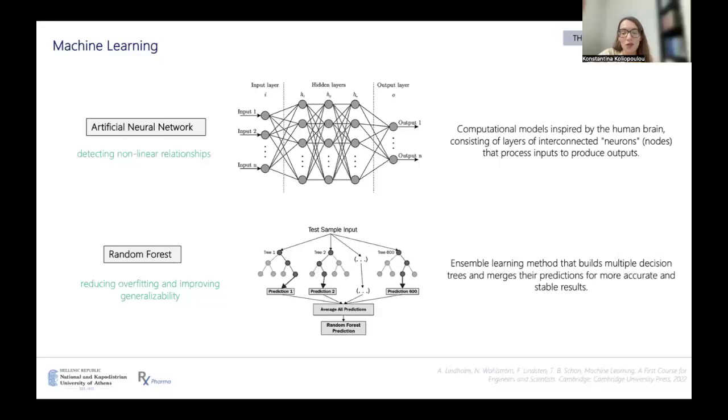Random forests belong to the ensemble learning methods that build multiple decision trees and merge their predictions for more accurate and stable results. Each tree is built using a random subset of data, reducing overfitting and improving generalizability. Random forests are efficient with smaller datasets, handle missing data well, and perform well with structured data.